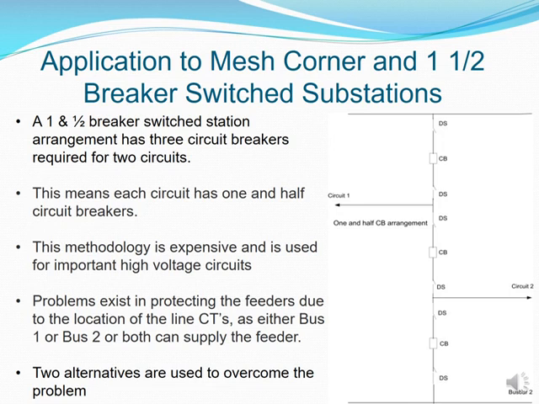This method is expensive and is used for important high voltage circuits only, and the problem exists in protecting your feeders due to the location of where your line CTs might be, as either your bus 1 or bus 2 or both can supply your feeders at any time. So your CTs need to be strategically placed. Two alternatives are used to overcome the problem that we have here.